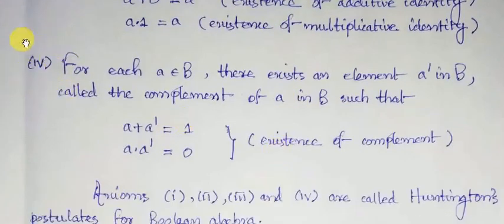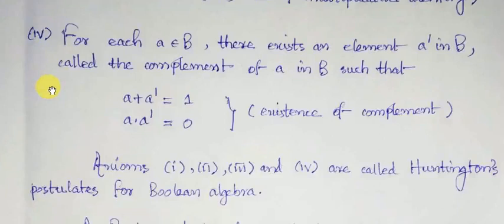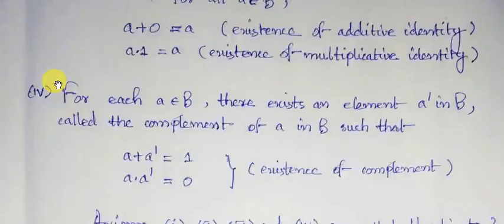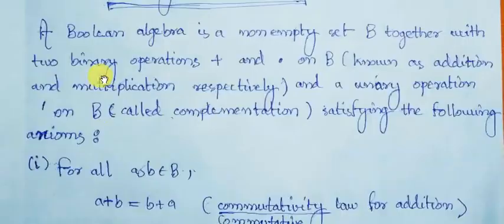Let us now see the fourth one. Fourth one is for the complementation of unary operation. This complementation, for this unary operation, complementation.